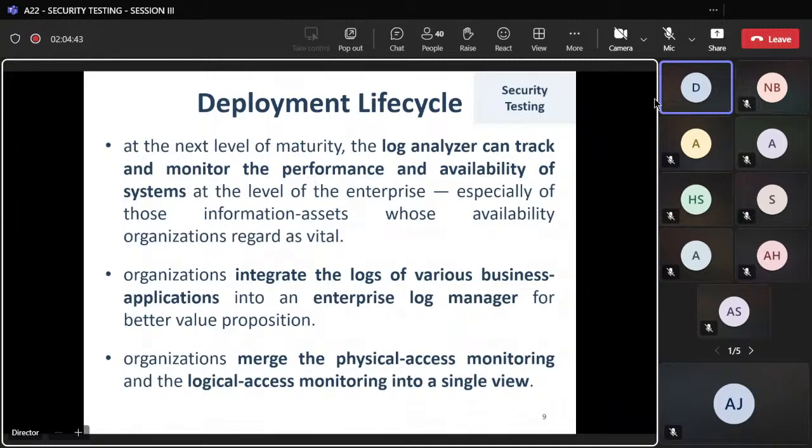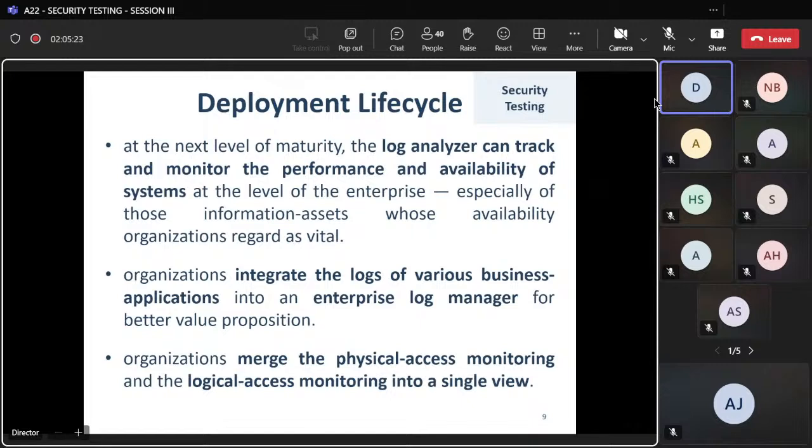Log analysis. This can help you to track and monitor the performance as well as the availability of the system, especially when you are using information assets where the availability is very, very critical for the organization. So they'll be trying to monitor the performance as well as the availability of the systems. Most of these logs will be integrated from various business applications, and logged into the log management systems.